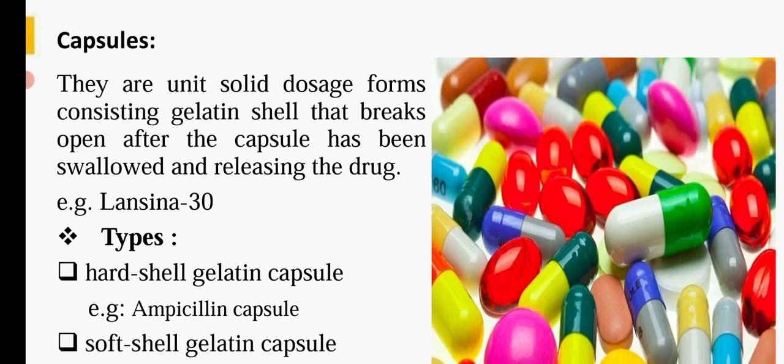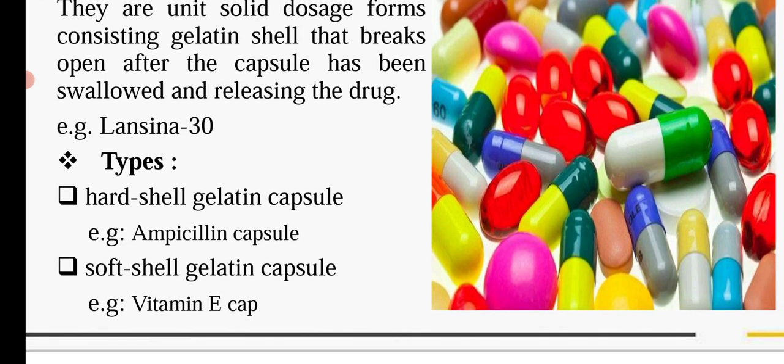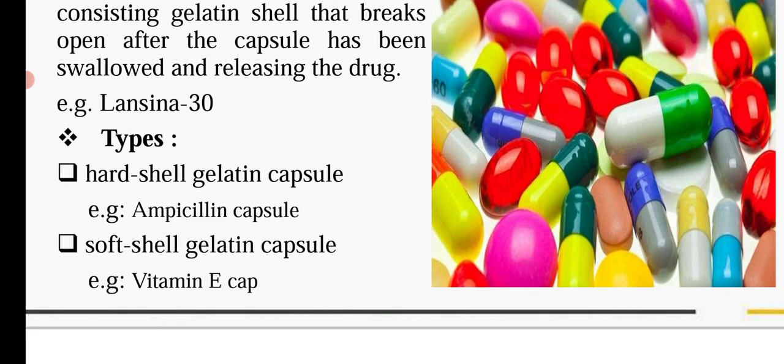The second unit dosage form is the capsule. They are a unit solid dosage form consisting of a gelatin shell that breaks open after the capsule has been swallowed, releasing the drug. And capsules are further of two types: hard shell gelatin capsules and soft gel shell gelatin capsules.